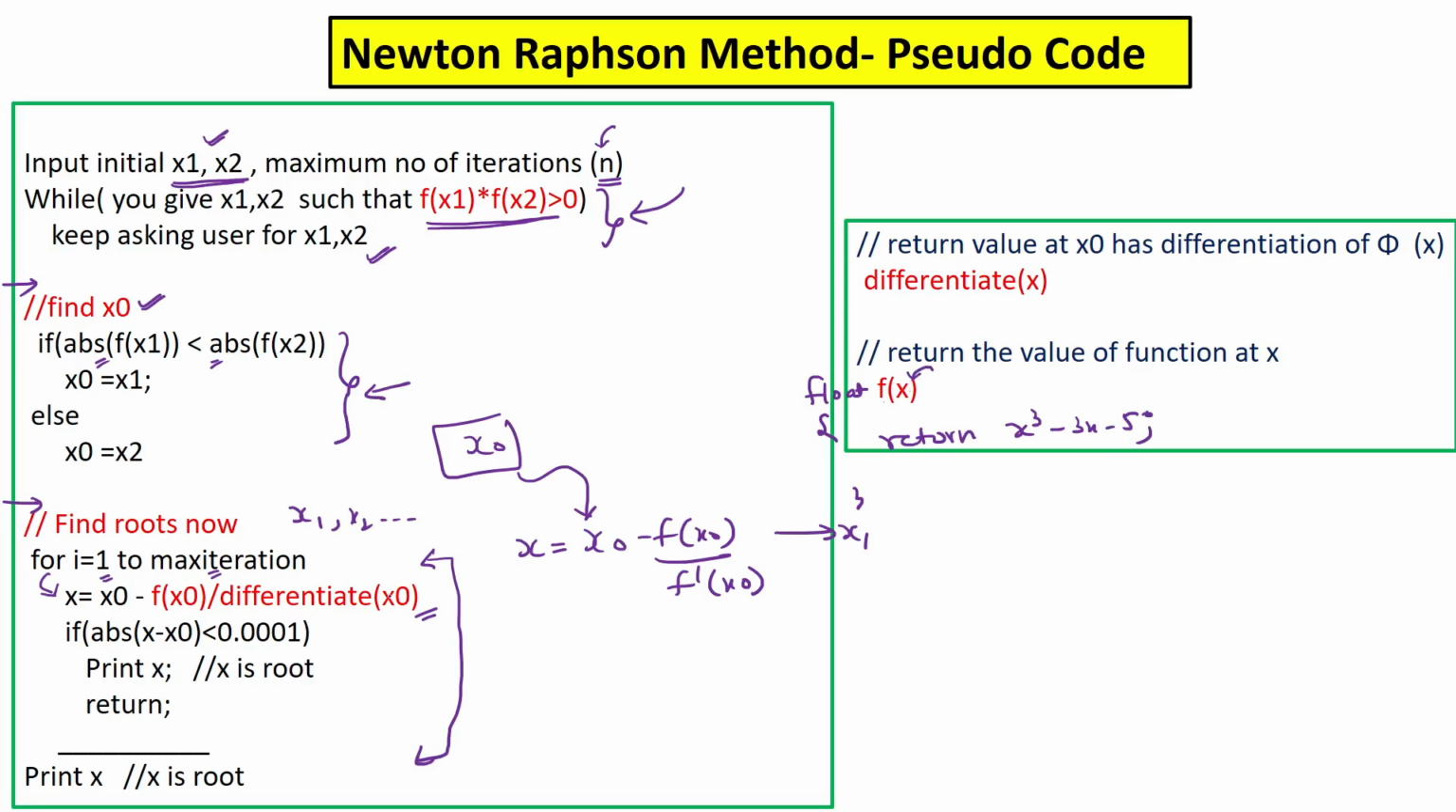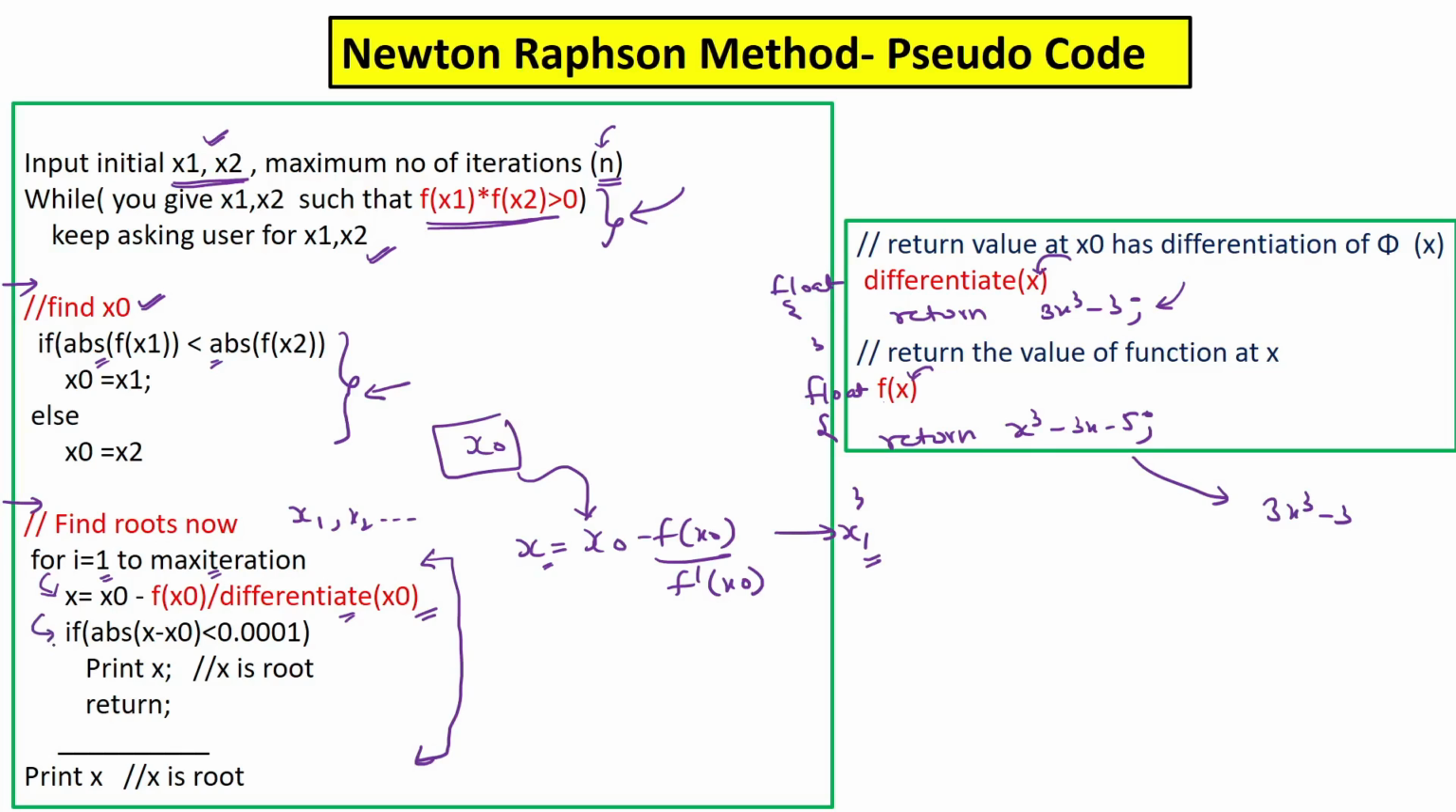After that we have the differentiate function. It will also be a float function, and inside that we will have the differentiation of this. So what is the differentiation of this? It is 3x squared minus 3. So here we will write return 3x squared minus 3. At a given x value we will get the value of the differentiated function. So after this, let's say we found this x1, or you can say simple x.